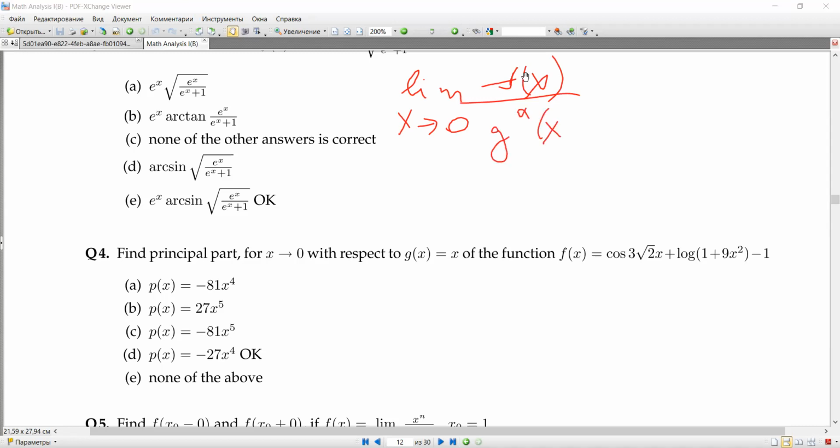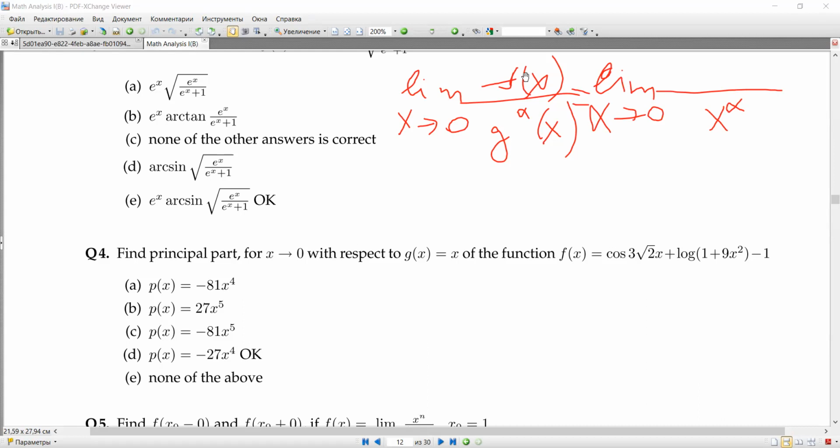Here g of x is the test function. It is equal to x, and you need to find the limit here. It should be a finite limit, and your alpha depends on your function. So this f of x, of course, should be in the same powers in this case, because there should be a finite limit as x tends to 0. So for example, in this case, what should we do? Limit as x tends to 0. So here we have x to the power of alpha. Of course, we need to define alpha also.